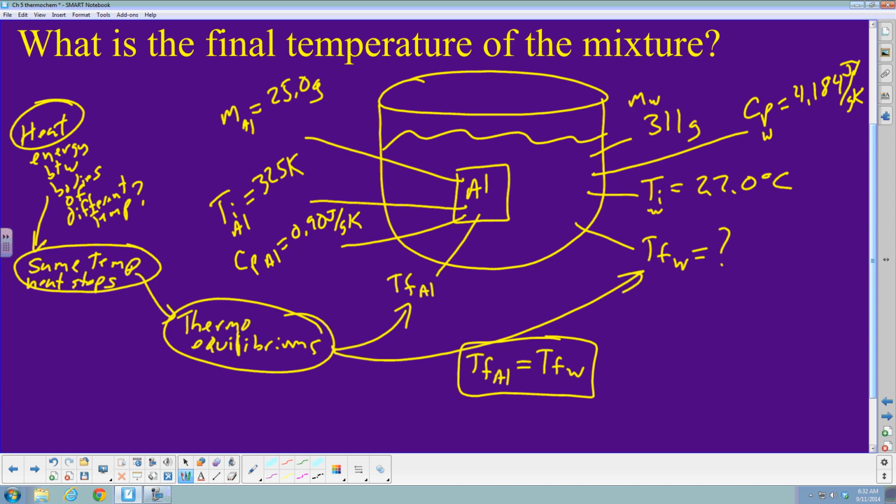Here we go. We need to do one other thing. My temperature for aluminum is in Kelvin. My temperature for water is in Celsius. We should convert both of these to the same. So let's take our Celsius 22.0 plus 273.15, and I'll get 295.15. But remember that the 5 is not significant here, right? Kelvin. All right, now we can do our job.